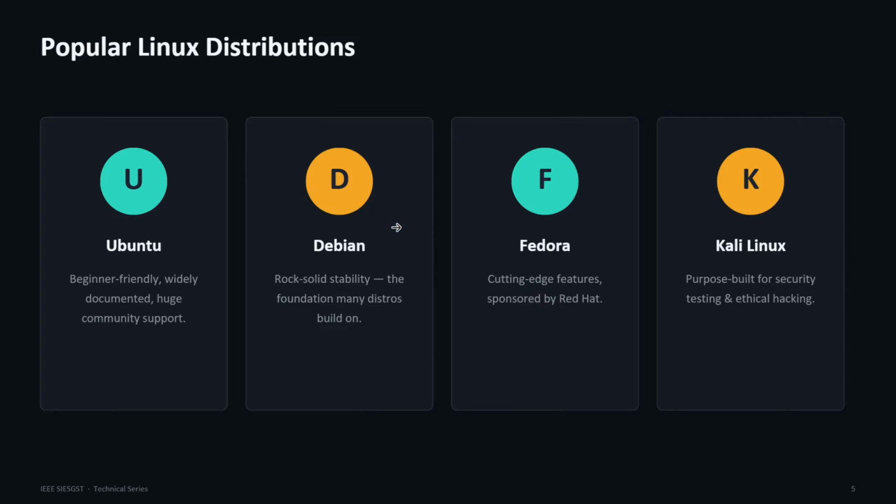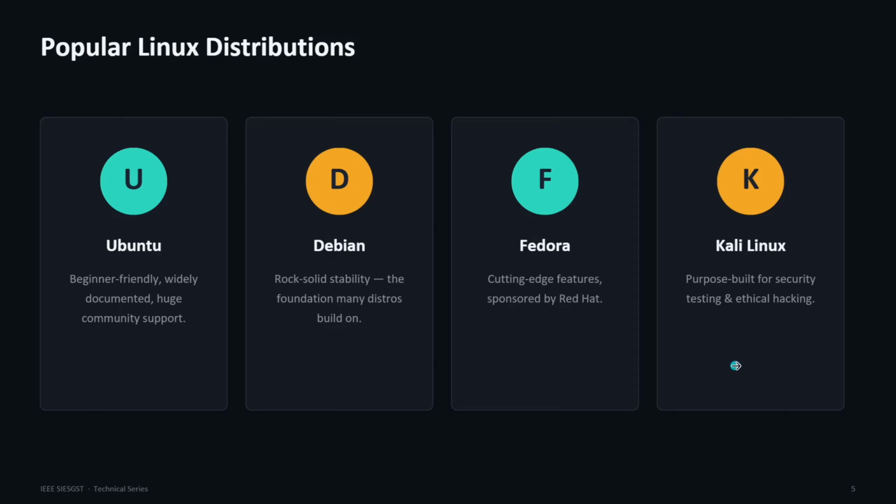Second, Debian. This is rock solid stability. In fact, Ubuntu itself is built on top of Debian. A lot of other distributions use Debian as their foundation too. Third is Fedora. It is cutting edge, sponsored by Red Hat. If you want the newest software and tools before they're mainstream, this is a common choice.